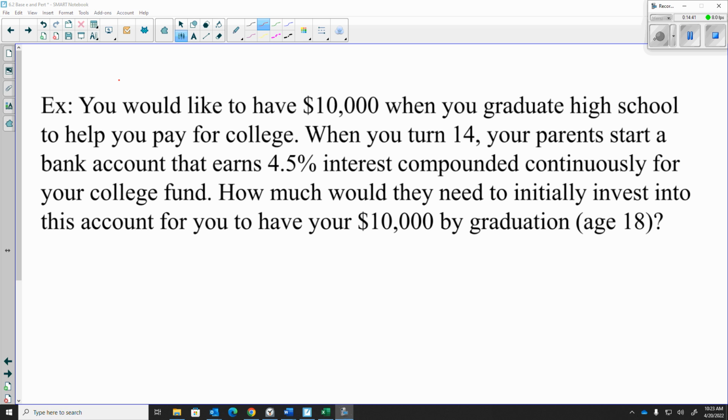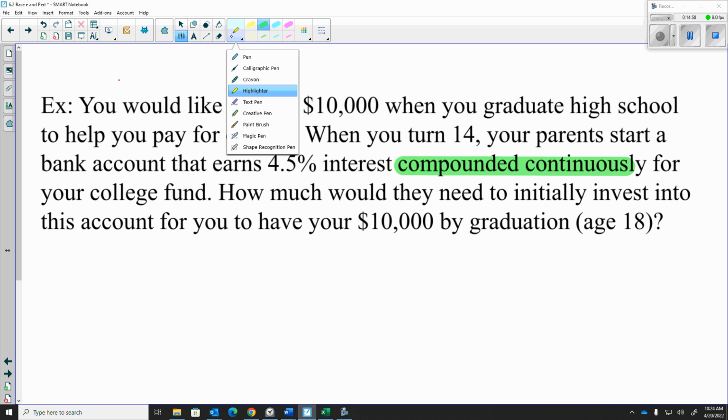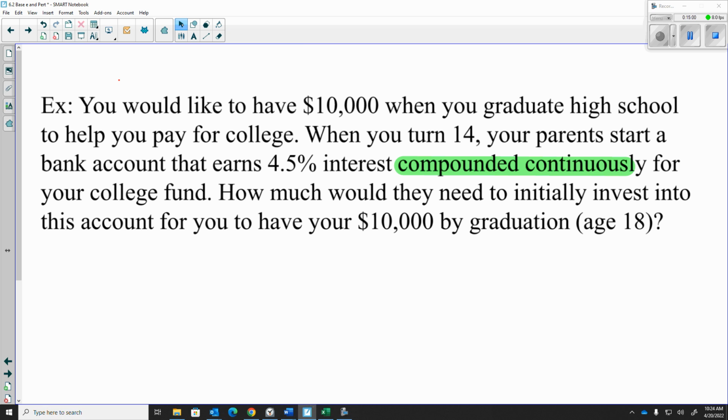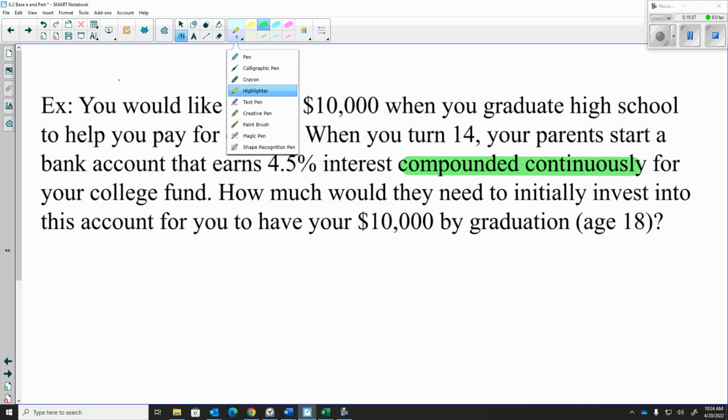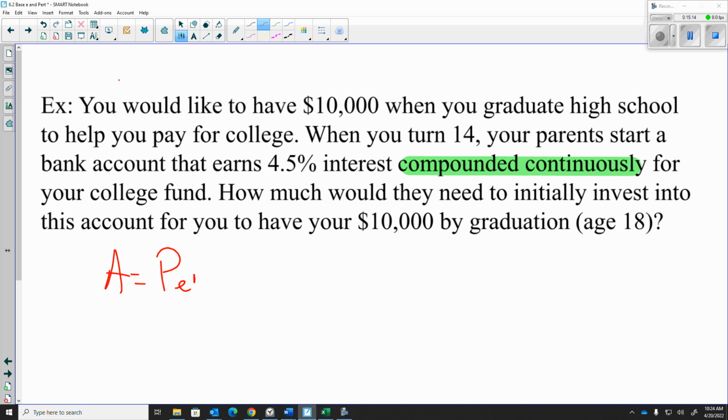Let me ask you this. What equation are you using? How do you know it's Pert, though? Because it says compounded continuously. All right, so it's compounding continuously. I know I'm going to use Pert. So let's think about what we have.